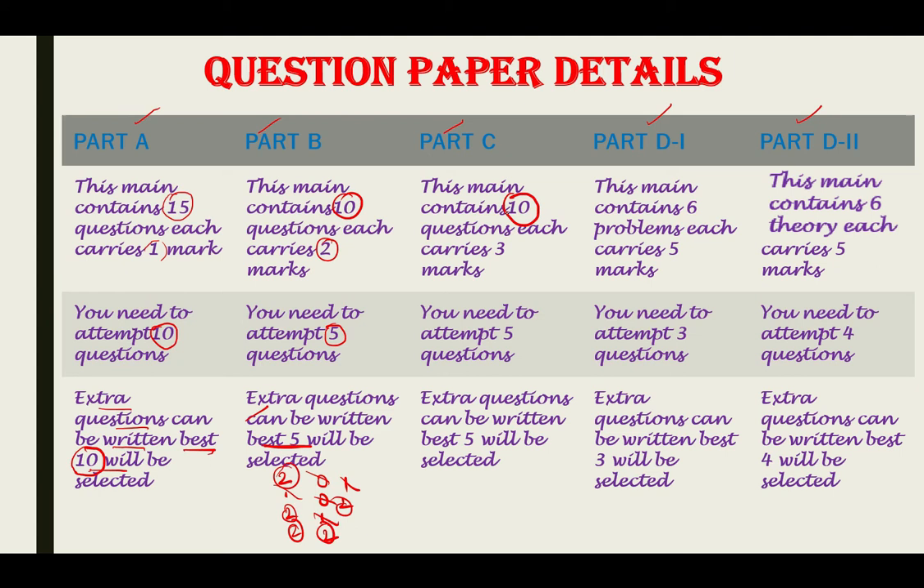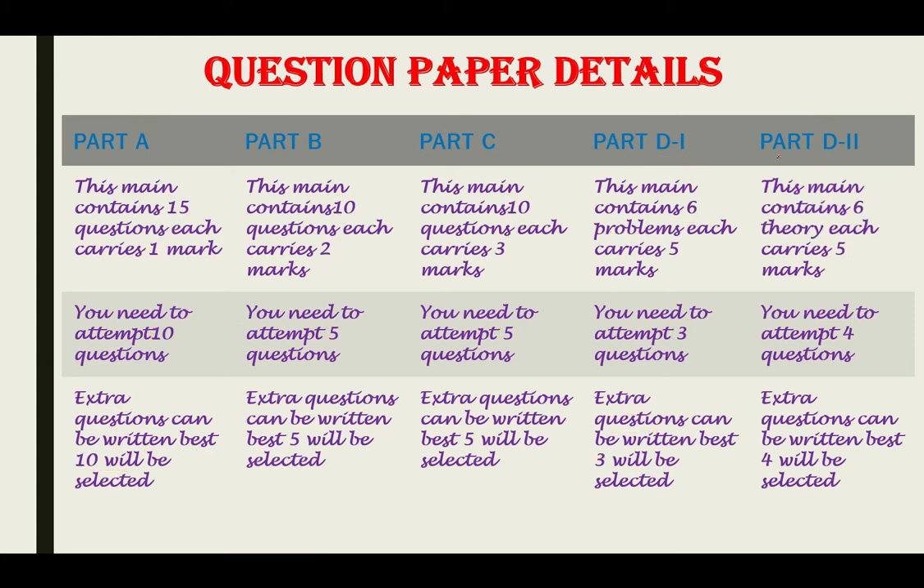Part C contains 10 questions of 3 marks. You need to attempt 5. The best 5 will be taken if you have written extra questions. Part D1 is a problems section which has 6 questions of 5 marks each. You need to attempt 3 questions. Extra questions are considered, wherein the best 3 will be taken. Part D2 also carries 5 marks and contains 6 questions of 5 marks each, wherein you need to attempt 4 questions. Extra questions are considered, and the best 4 will be taken.